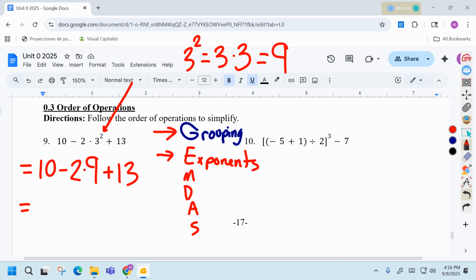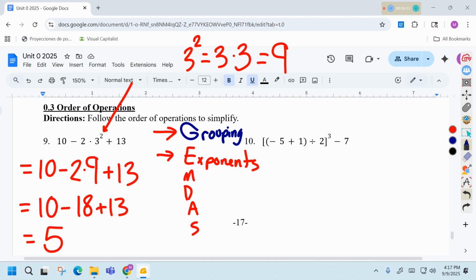Okay, now here we go. We got 10, and then we got minus 2 times 9, but 2 times 9 is 18. And then we have that plus 13. So 10 minus 18 will take us 8 steps to the left of the 0, right? So we'll be at negative 8, and negative 8 plus 13 is going to take us back over to positive 5. So that would be the end of that problem.